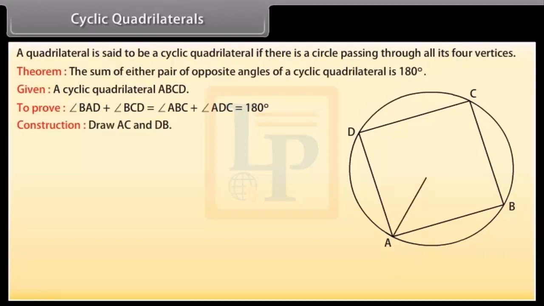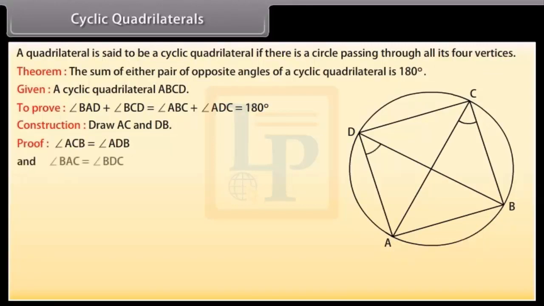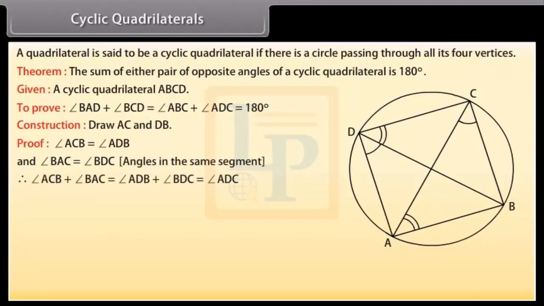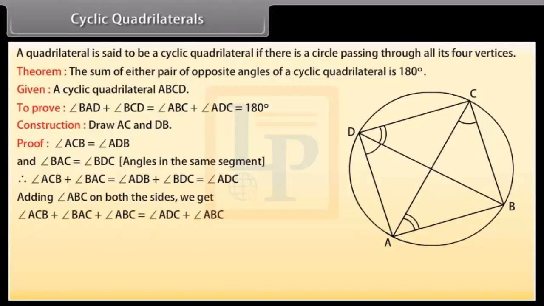Construction: draw AC and DB. Proof: angle ACB is equal to angle ADB and angle BAC is equal to angle BDC, because these are the angles in the same segment. Therefore, angle ACB plus angle BAC is equal to angle ADB plus angle BDC, which equals angle ADC. Adding angle ABC on both sides, we get angle ACB plus angle BAC plus angle ABC, which is equal to angle ADC plus angle ABC.